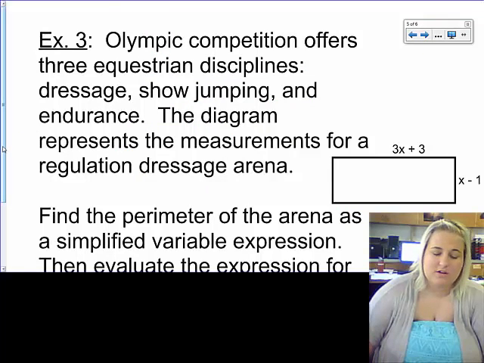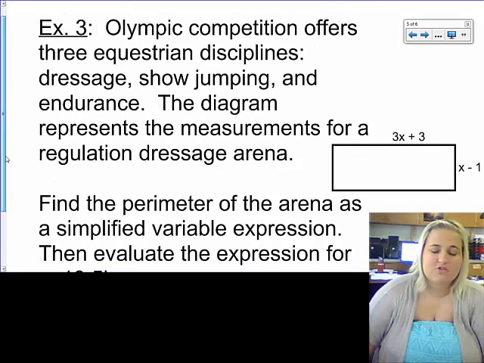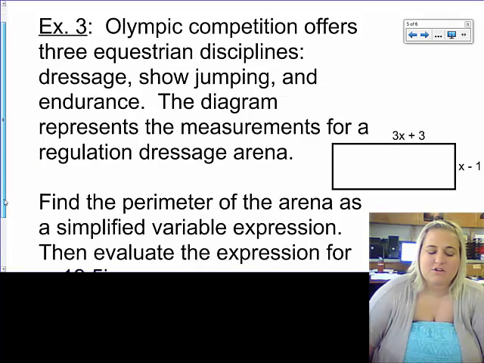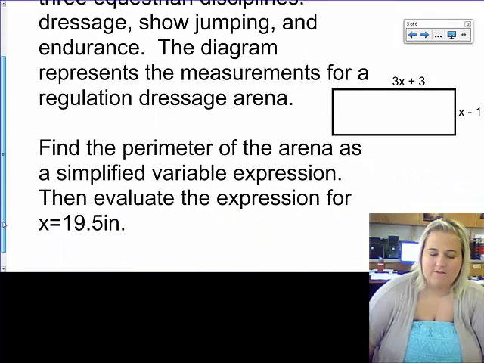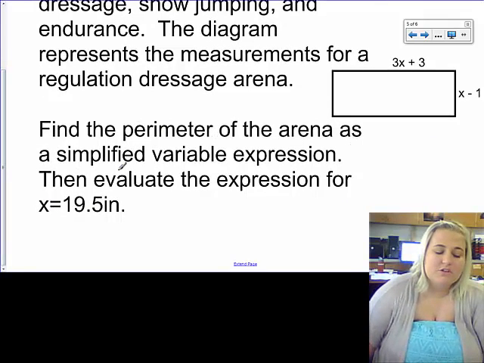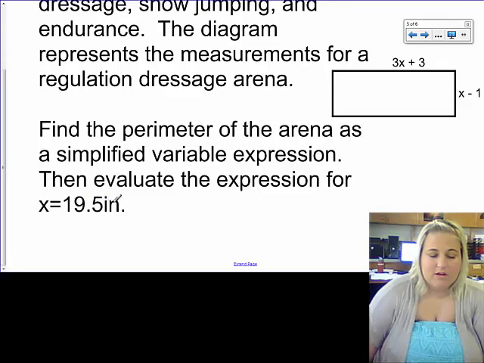Last one here, example 3, says Olympic competition offers 3 equestrian disciplines: dressage, show jumping, and endurance. The diagram represents the measurements for a regulation dressage arena. Find the perimeter of the arena as a simplified variable expression, then evaluate the expression for x equals 19.5 inches.